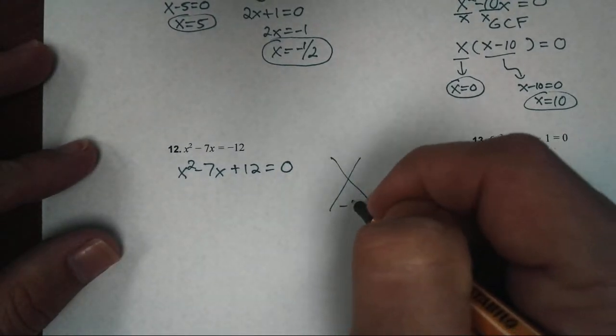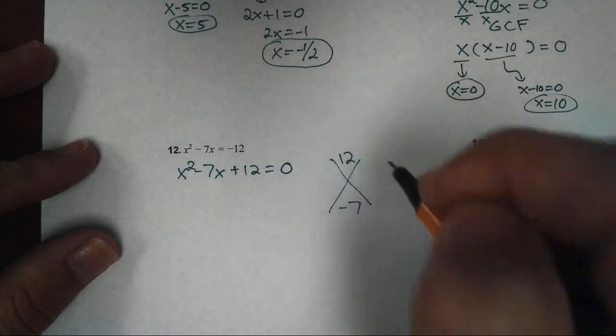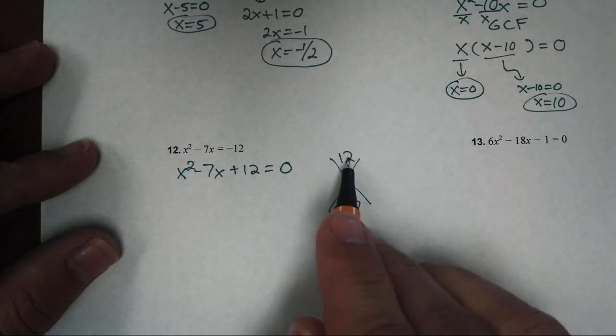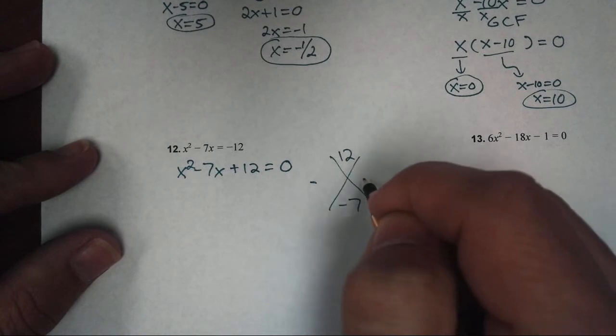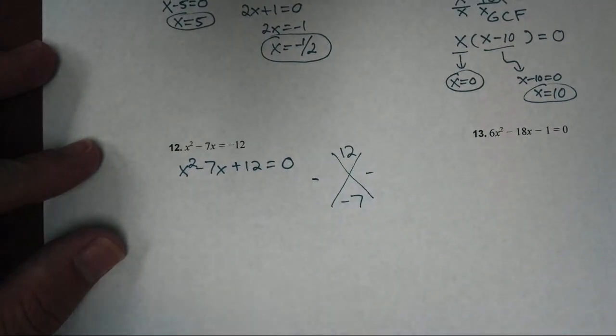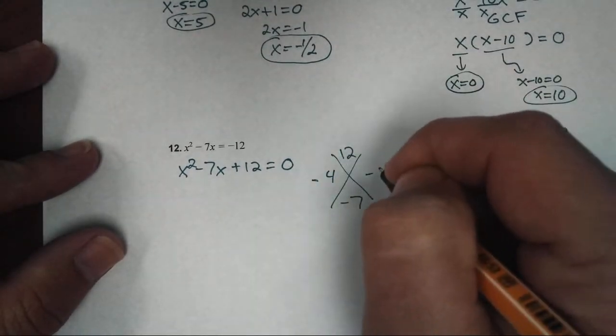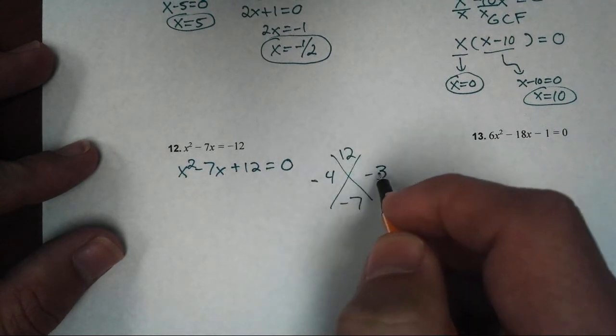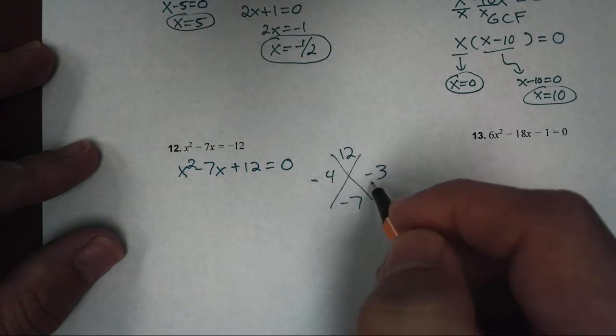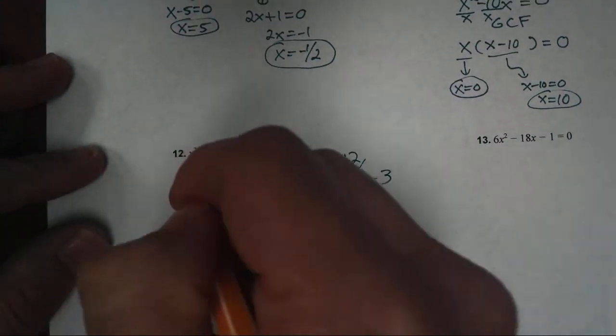So diamond people, this is what your diamond looks like. Well, if you multiply to get a positive and add to get a negative, they both have to be negatives. And two numbers do work, a 4 and a 3. Negative 4 plus negative 3 is negative 7. Negative 4 times negative 3 is positive 12.